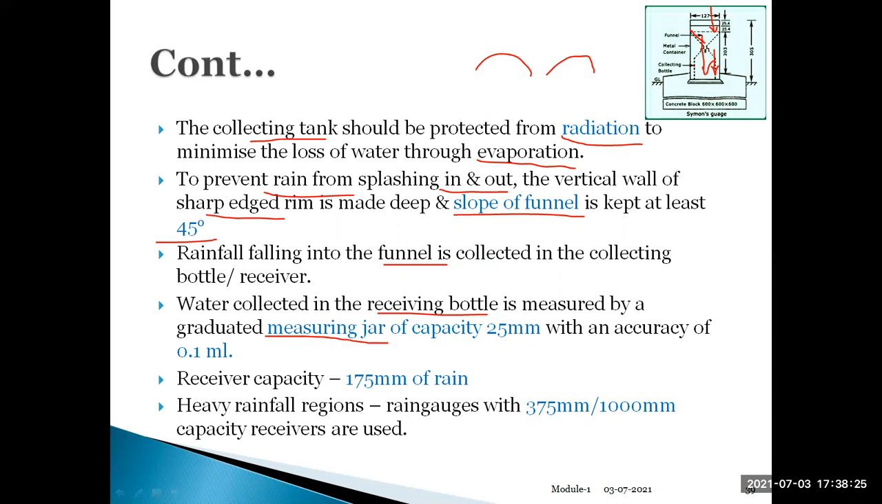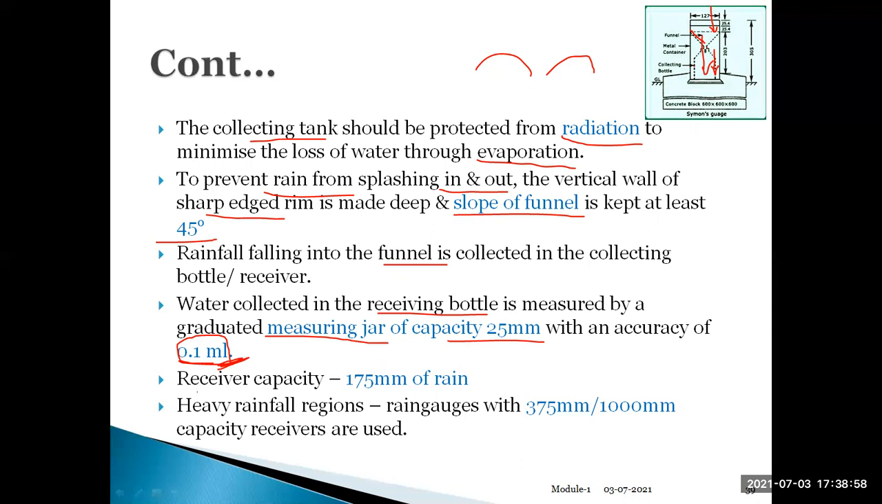Once it gets collected, we are going to remove the collecting bottle, and using a measuring jar which has a capacity of 25 mm, we are going to measure how much depth of water has been collected in the collecting bottle, with an accuracy of 0.1 mm. So with the measuring jar of capacity 25 mm and accuracy of 0.1 mm, we are going to measure the water collected in the collecting bottle.